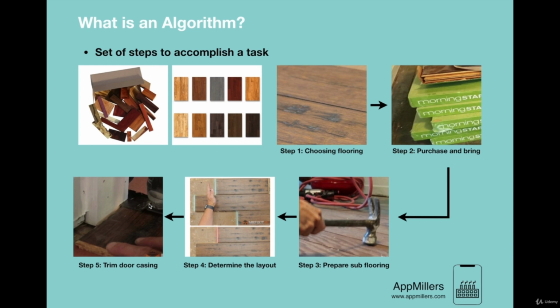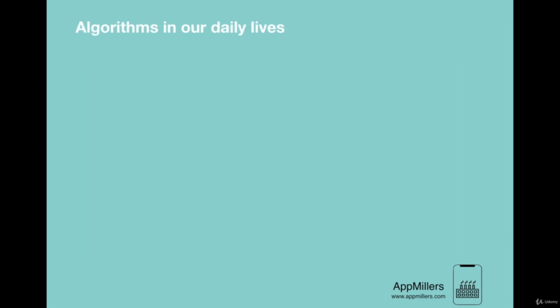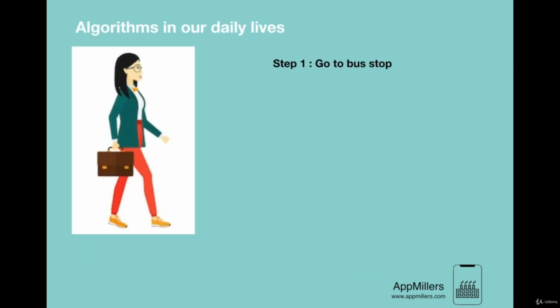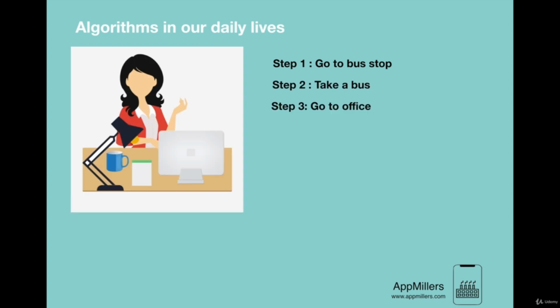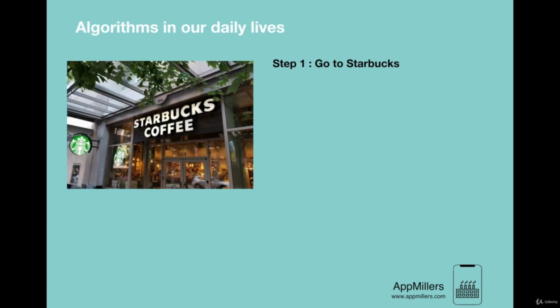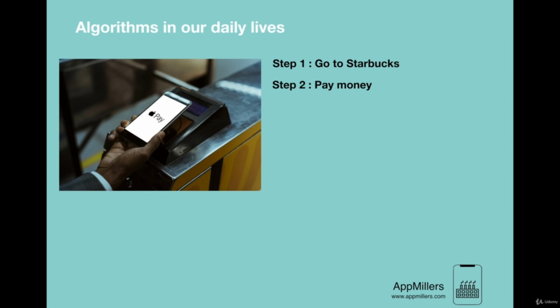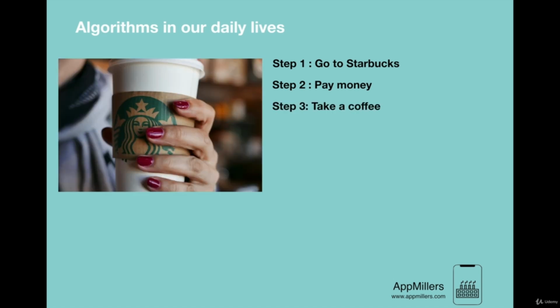Every day during our daily lives, we use algorithms to execute our duties. You might have an algorithm for getting from home to work. First you need to go to the bus stop, then take the bus, then go to the office. Or for buying a coffee from Starbucks, you need to go to Starbucks, pay for the coffee, and get the coffee. The tasks that we perform during the day are all algorithms.